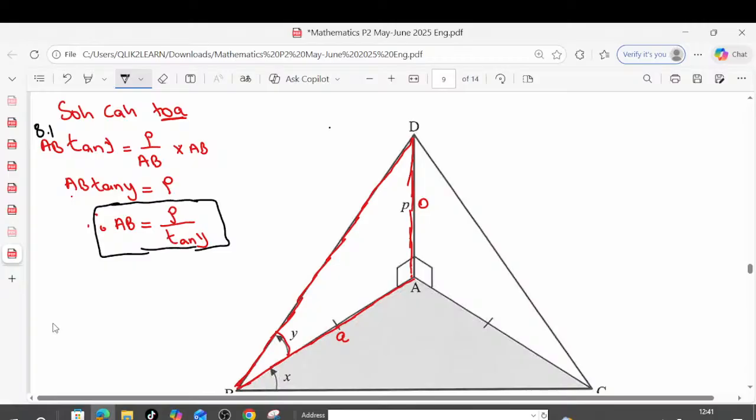Normal trig ratios can be, yes. Once it's a right angle triangle, we can use SOH CAH TOA. It needs practice. Yes, solid, that's correct. We just have to keep on practicing.